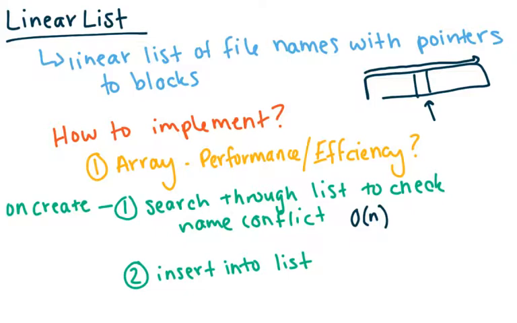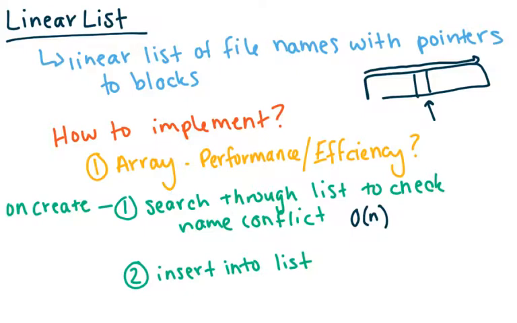Then you have to insert it into the list. Arrays can do random access, but that's not the point. When you have to insert into an array, you actually have to do some intermediate copying back and forth. So it actually ends up being less efficient. You end up being linear rather than constant time.